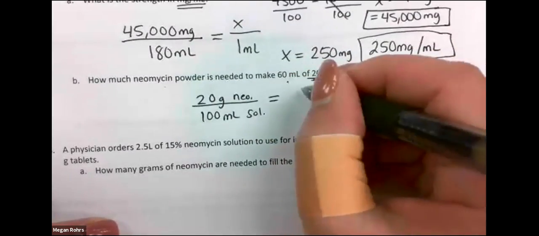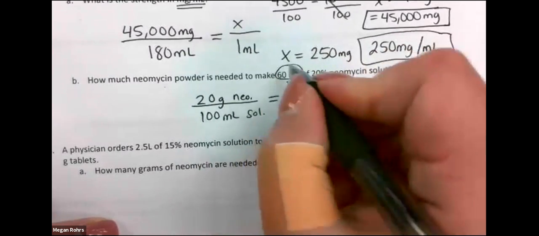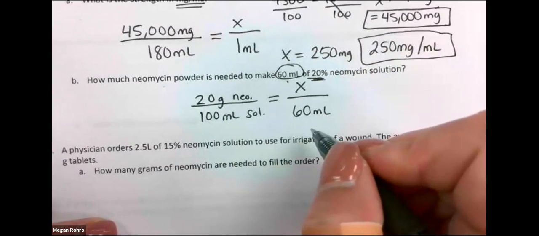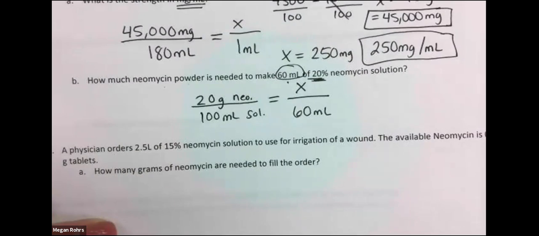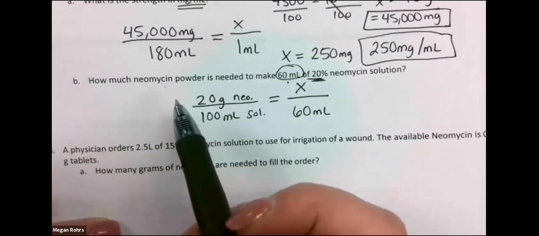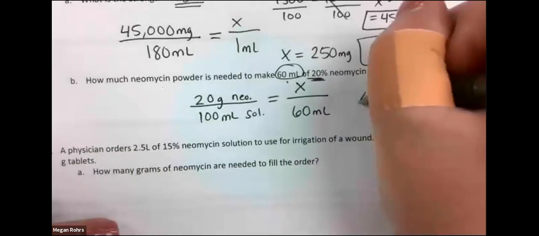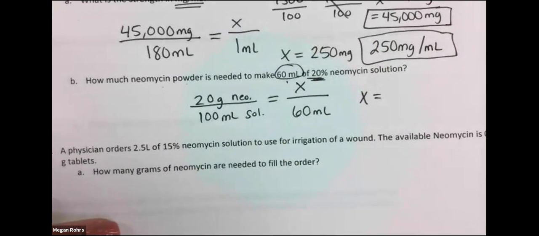Well, we're looking for how much neomycin is needed to make 60 mils of solution. So even though this one's worded a little bit differently, same exact type of problem we've been doing. You just kind of have to read the question to understand what it's asking for. So this one, go ahead and solve for x, and then just make sure that you circle your answer on there as well.